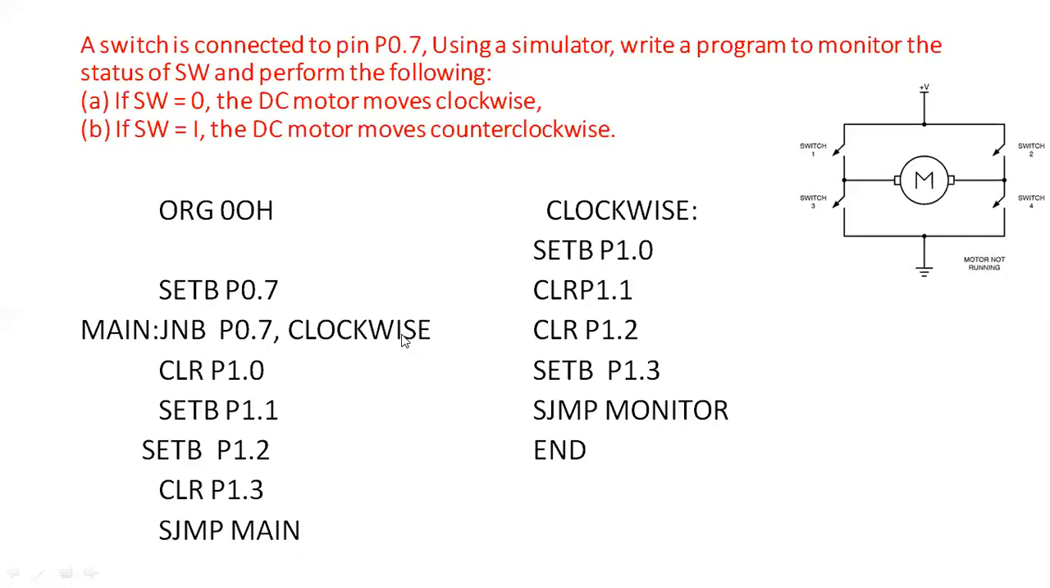If that particular P0.7 bit is 1, then it will execute the next instruction. When this condition is satisfied, it will jump to the target address. If it is not satisfied, then it will go to the next instruction. Okay. So jump if no bit means it goes to the clockwise direction. That means if the bit is 0, then it goes to the clockwise direction. Okay. So that means this condition is satisfied. For this one, I will show the simulation.